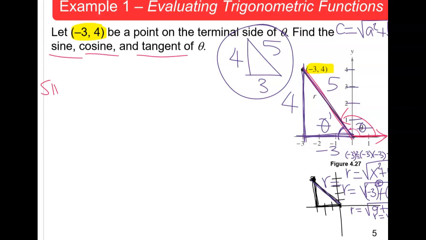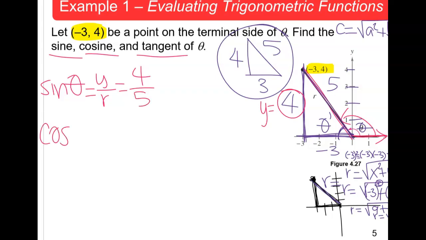So we're going to have sine of theta, and that by definition is y over r. And so that will be positive 4 right here. That's the y value. And the radius is 5. Now let's see for cosine of theta. The definition is x over r. So the x value is negative 3. And yes, we do need to use negative 3. And r is positive 5.